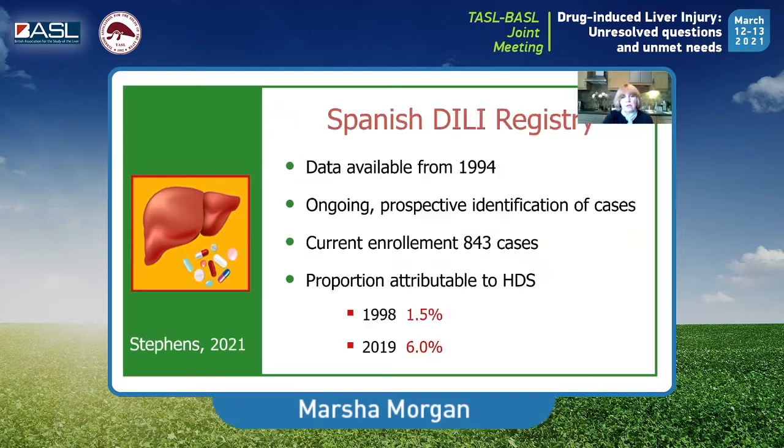So what can we garner from the registries? Well, the Spanish DILI registry was established in 1994. It's ongoing and prospectively identifies cases.